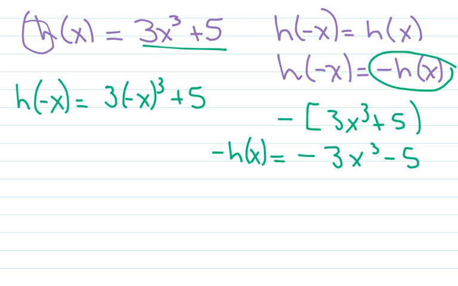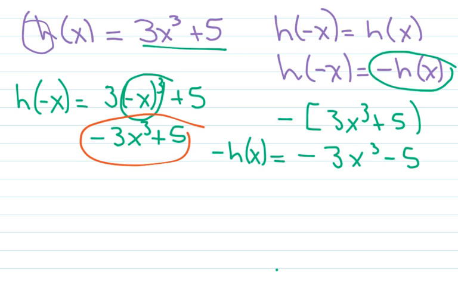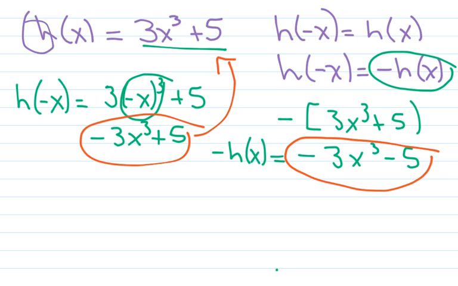But what happens here is we already know that when you cube a negative, it's going to be negative. So we get negative 3x cubed plus 5. Does this look like our original? If it does, it's even. Well, it doesn't, so it's not even. Does it look like what our odd should look like? No. So this one would be neither.